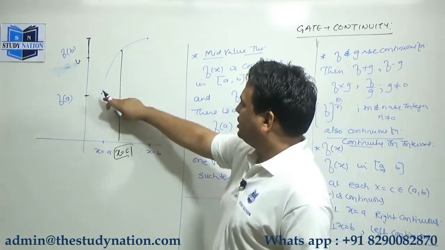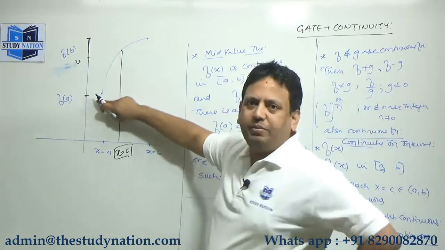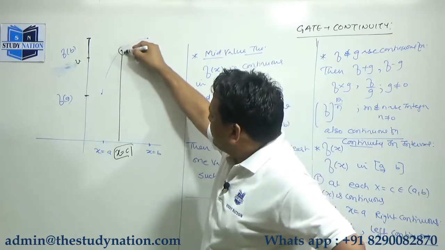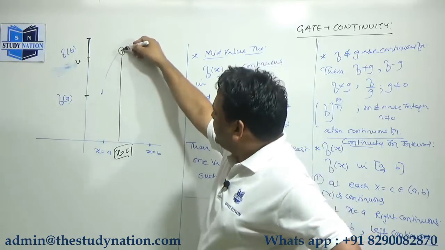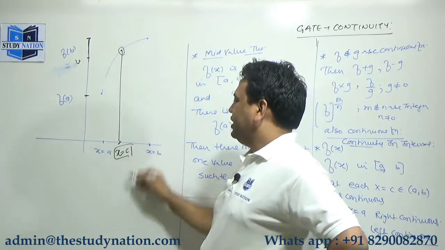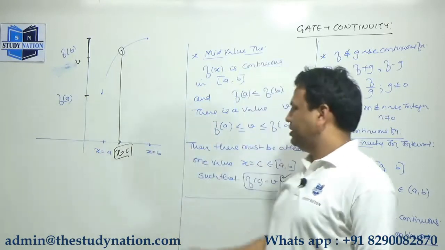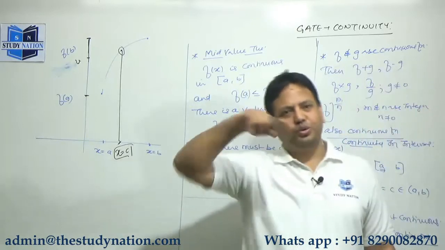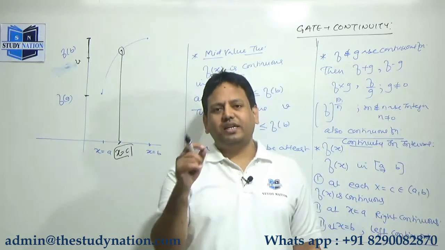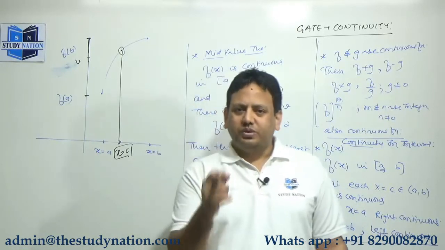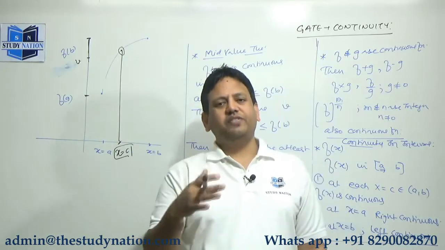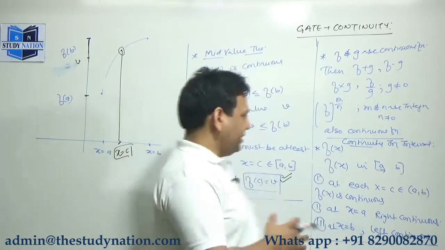Because it is continuous, if it reaches from f(a) to f(b), definitely it touches the value v. And if it touches v, there is at least one value c between a and b such that f(c) is equal to v. So this is known as the intermediate value property. If the function f(x) goes from 1 to 2, then definitely there is at least one value c such that f(c) is equal to any value between 1 and 2. Okay, so this way we can solve it.